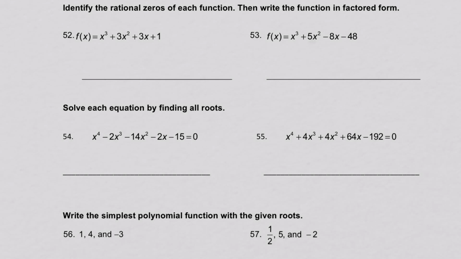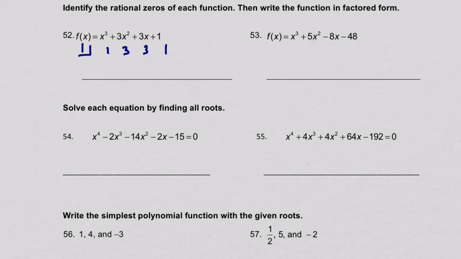Okay, so 1, 3, 3, 1. And you're going to be testing out various numbers here. The good news is that this last term here is 1, which makes your job so much easier because you're just looking for factors of 1, and the only two possibilities are positive 1 and negative 1, and that's it, right? So let's start with 1.